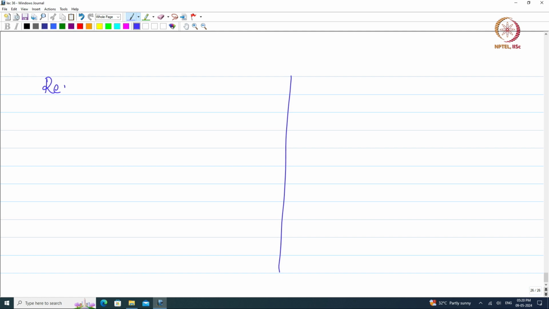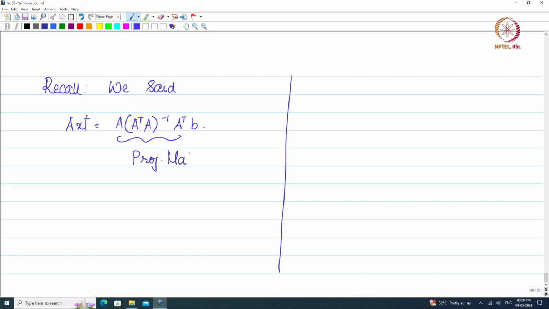Recall, we said Ax dagger is equal to A into A transpose A the whole inverse A transpose B, and we called this the projection matrix. So let us actually prove if that is a projection matrix. So what is a projection matrix? P transpose is equal to P, P square is equal to P, symmetric, right. Let us check this.